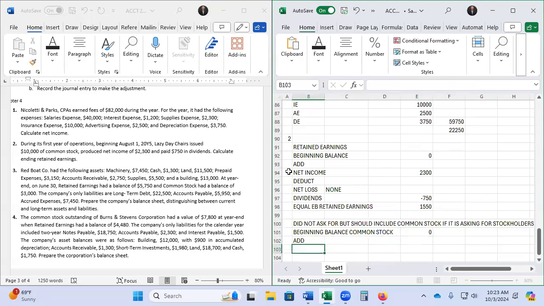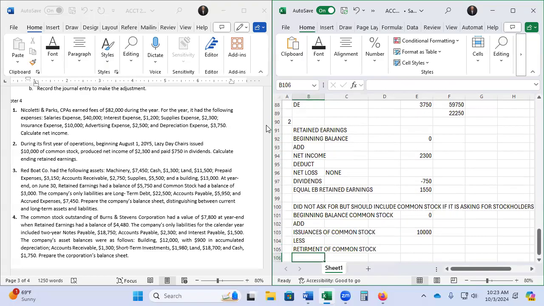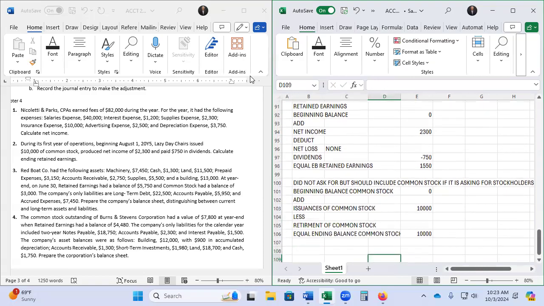You add to it issuances of common stock. And so we issued $10,000. We would subtract retirement of common stock. And that would equal the ending balance, common stock. And so here we would have $10,000.